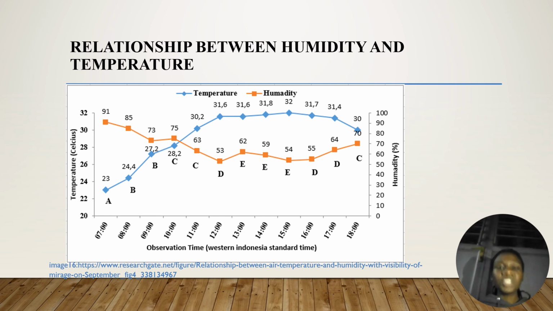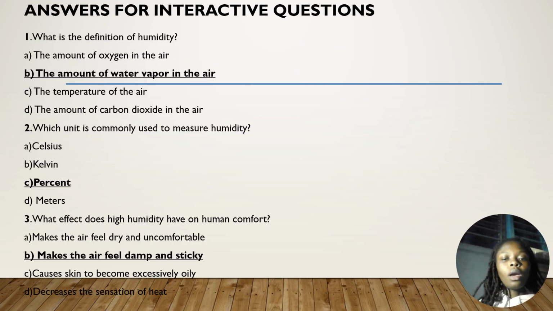Thank you for following this presentation. As we said in the first slide, we are going to answer the questions we saw in the first slide. We are going to continue with the answers to the interactive questions. The first question was, what is the definition of humidity? The correct answer is B, the amount of water vapor in the air.